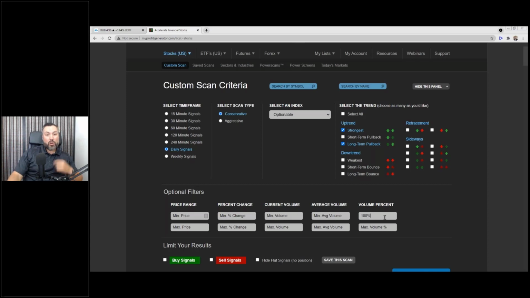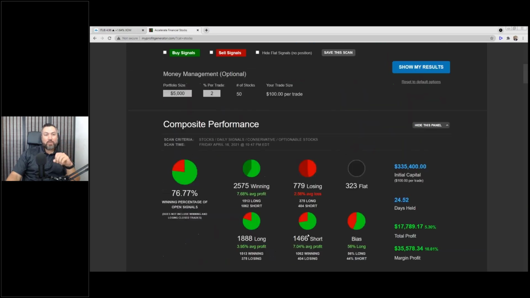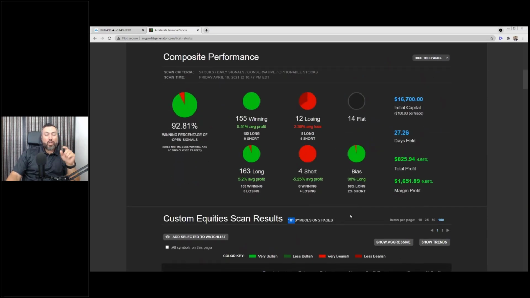So I'm going to type in 100% here. That gives me any stock that had a surge of volume on Friday above their typical day. I type in 1 million shares here because I want 1 million or more. I want liquid stocks. This is what I use for liquidity. Then I hit show my results, and I'm down to 181 stocks that check the boxes above, right?